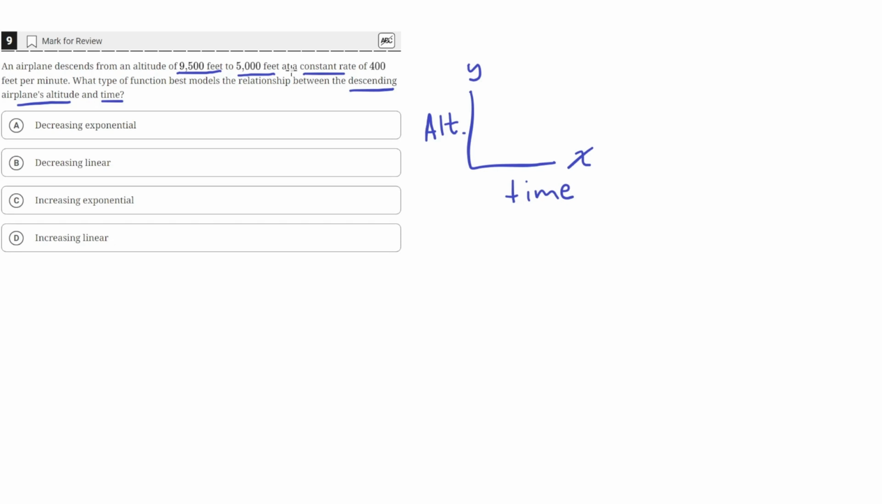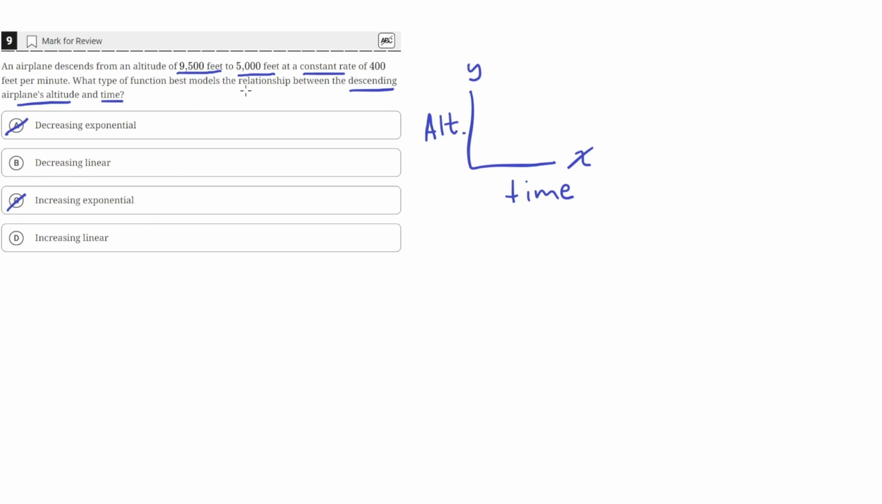So here it says that the airplane descends at a constant rate of 400 feet per minute. Since it's a constant rate of descending, we can conclude that the function has to be a linear function. So we can eliminate these exponential functions right here. Now we're left between a decreasing linear and an increasing linear.